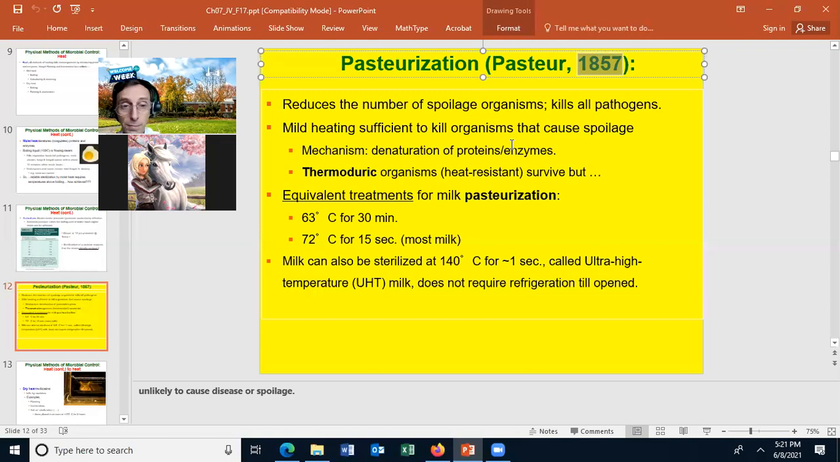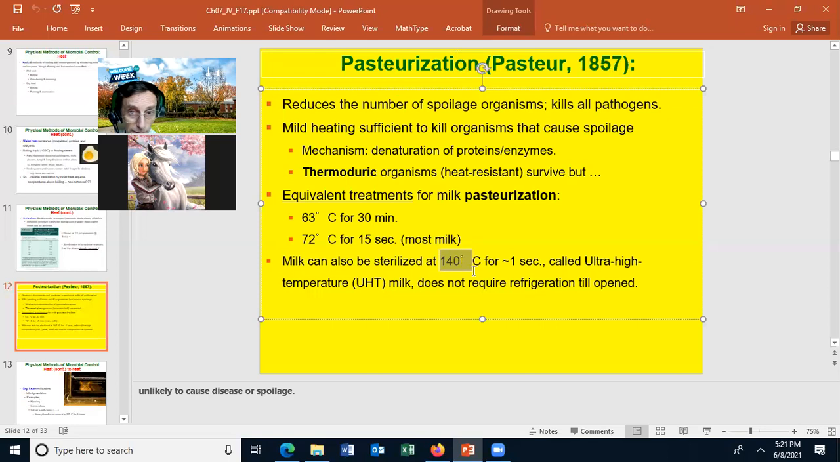There is another treatment that you can see used with milk, and it's treating the milk at 140 degrees Celsius for 1 second. It's called ultra high temperature milk, or UHT, and the milk is actually sterilized at 140 degrees Celsius. Remember, 100 degrees Celsius is boiling water. So it's treated at 140 degrees Celsius for 1 second.